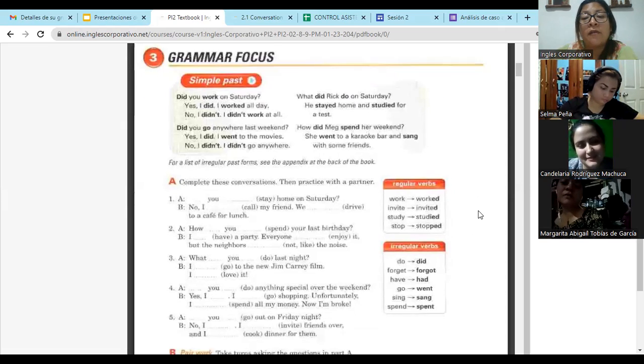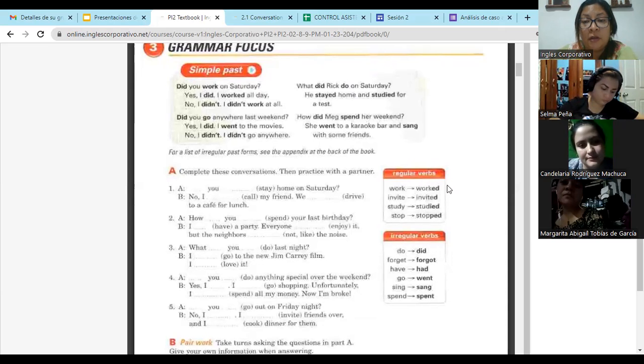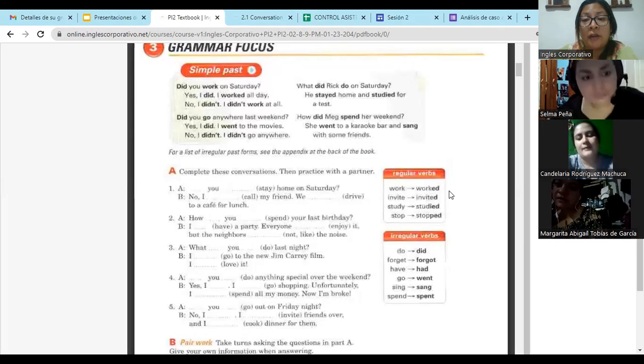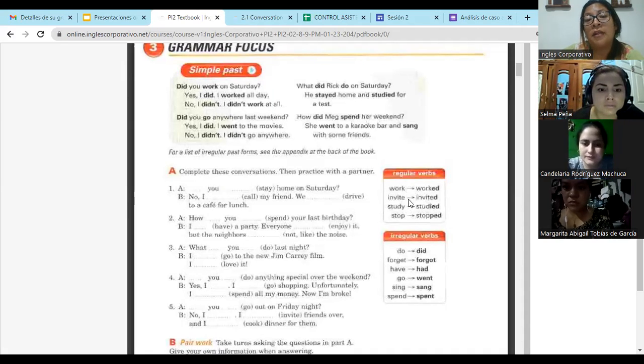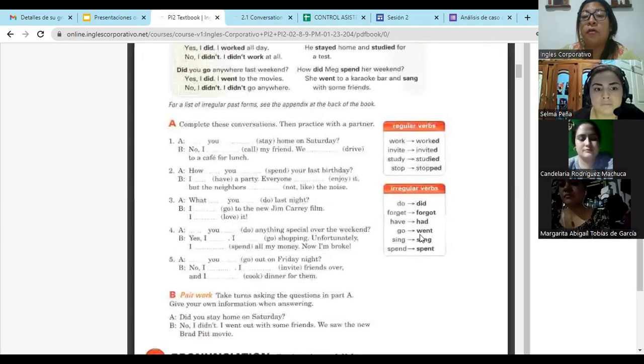Okay. And here we have some examples of regular and irregular verbs. We have work. Y aquí está lo que les decía de how to add the suffix ed. Work. Invite, si terminan en e, we only add d. Study, we drop the y and we change it to i. And then we add ed. Stop. In this case, stop is only one syllable and it only has one vowel. So we have to double the last consonant. Son las reglas in general, the rules that we use to add the suffix ed. And then we have some irregular verbs here. Do, forget, have, go, sing, pen.